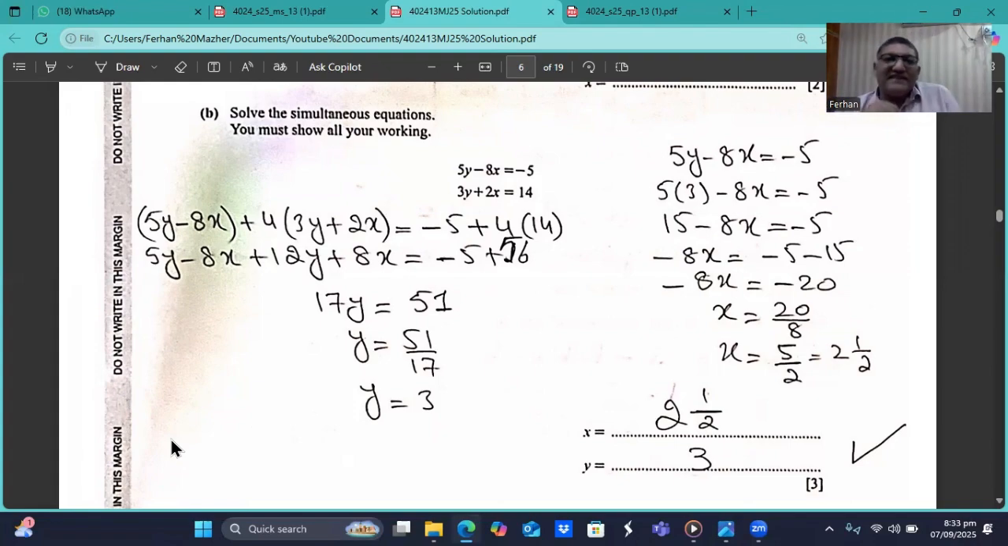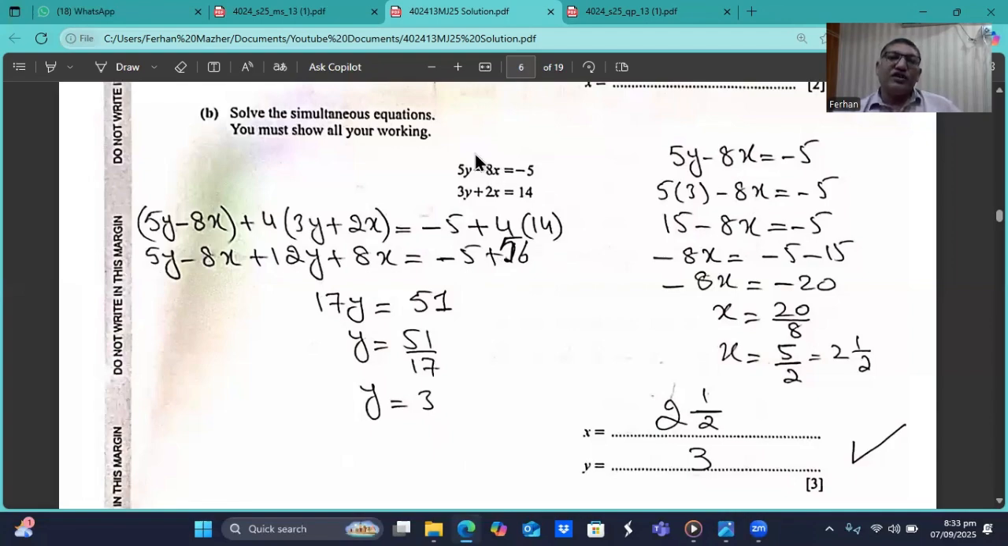So 5y minus 8x plus 4 into (3y plus 2x) equals minus 5 plus 4 into 14. So you get 5y minus 8x plus 12y plus 8x equals minus 5 plus 56. So this is 51. The plus 8x and minus 8x cancel each other. So 5y plus 12y is 17y. So y equals 51 divided by 17, and that is 3. So now I know the value of y.